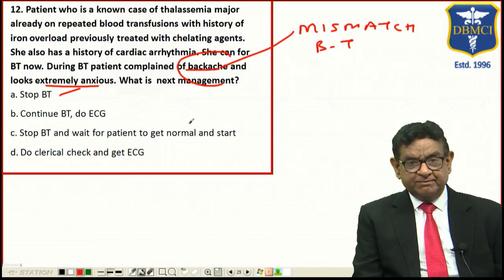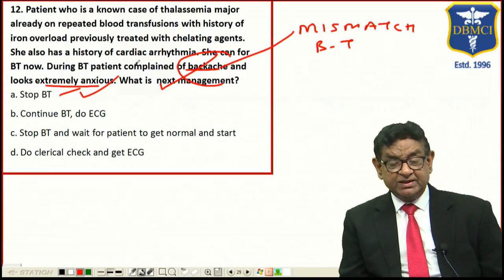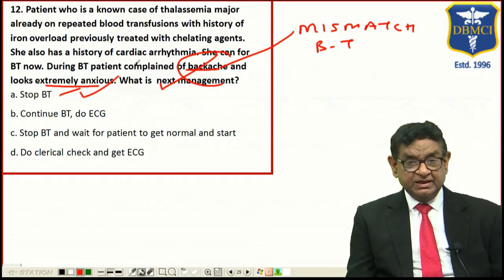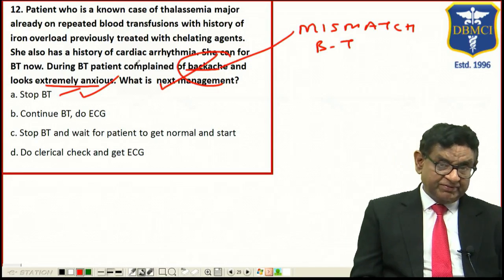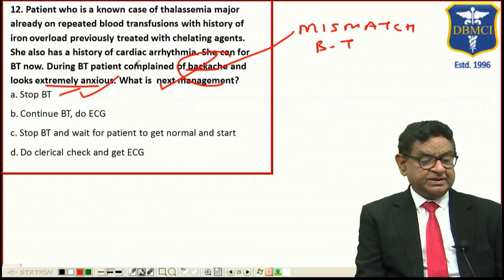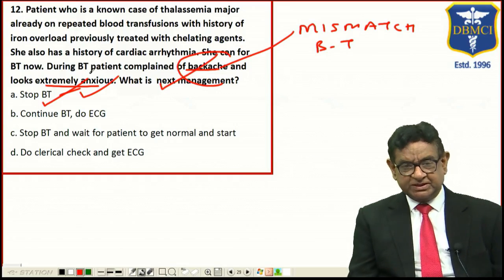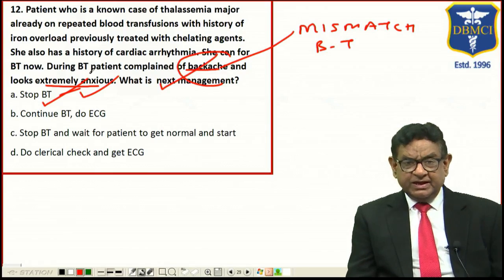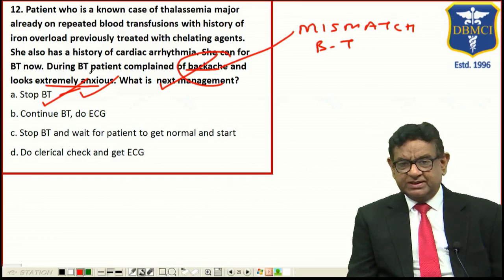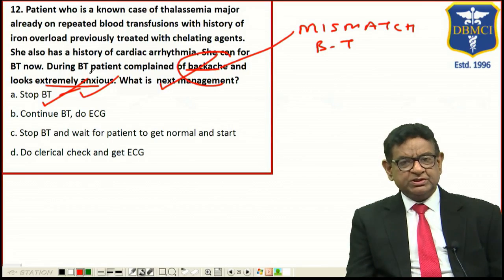And during mismatch blood transfusion, the patient complains of severe backache, becomes very unsure, unconscious. That is what we have in mismatch. So in that case, no doubt about it, the first thing is to stop the blood transfusion. Okay? In fact, it's a very common sense question. It doesn't need much high-fi knowledge of medicine. Even a trained nurse will come to know that mismatch is going on, and stop the blood transfusion immediately.